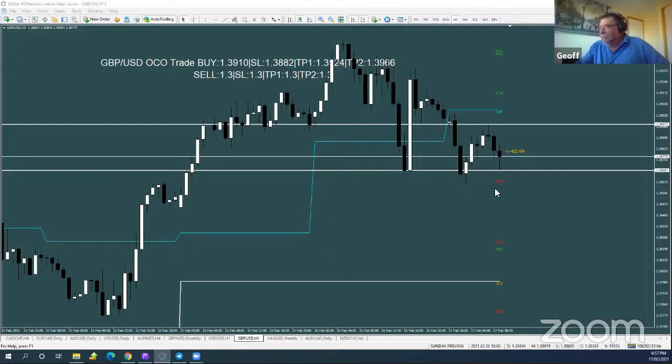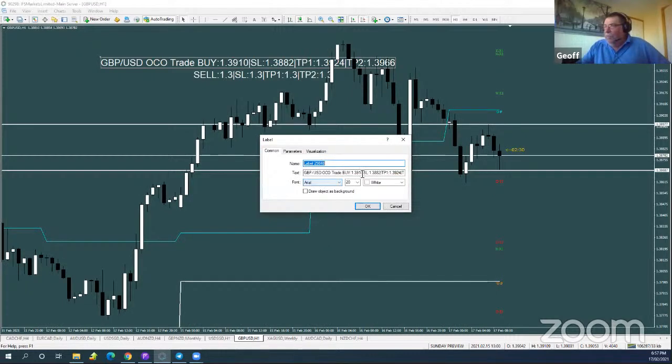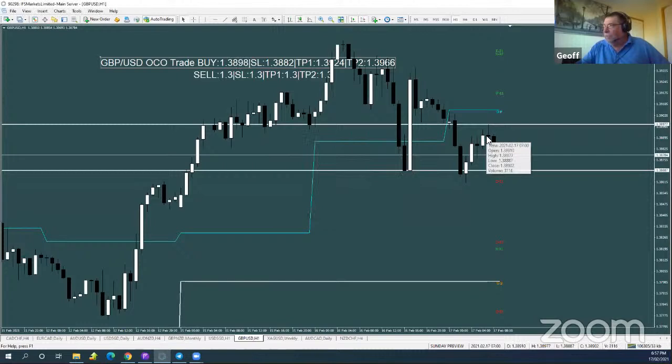Let's have a look. I think we can probably set the parameters here. We've got a high at 1.3897, so the entry will become 1.3898 for the long. The stop loss will be underneath that bar. We round this down, by the way, guys, to the nearest whole pip. So the low of this candle is 1.3887. We'll take that down to 1.388.